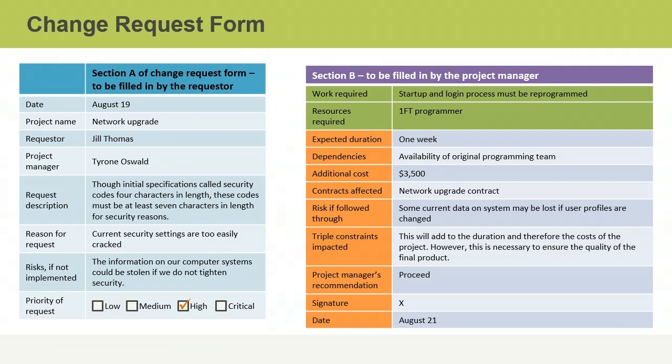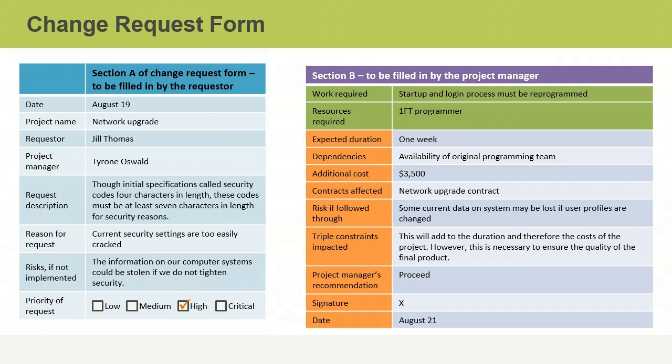The purpose of this particular change request is to lengthen security codes from 4 characters to 7 characters for security reasons. Changing the security code is a change in the project scope. Since the project scope is one of the triple constraints, we can expect this change to impact the budget, the schedule, or both. In Section B of the change control form, we can see the requester acknowledges that both the budget and schedule will be affected.